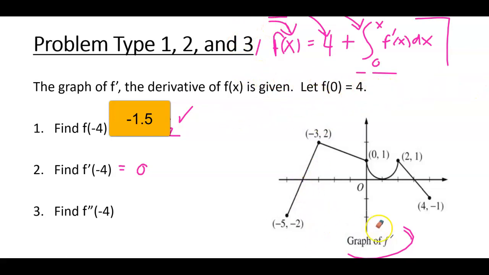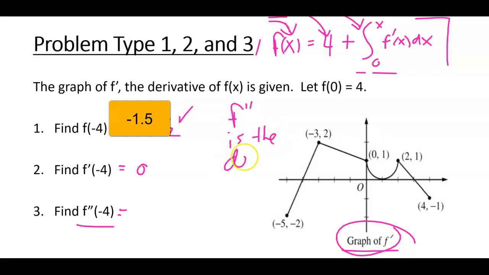Let's go ahead and do one more. And I believe this last one would also be worth only 1 point. Now, what is f double prime? Well, this is a graph of f prime. Well, this is the derivative of f prime. So I'm going to write that. You don't have to write this. You can if you want to. But f double prime is the derivative of f prime.